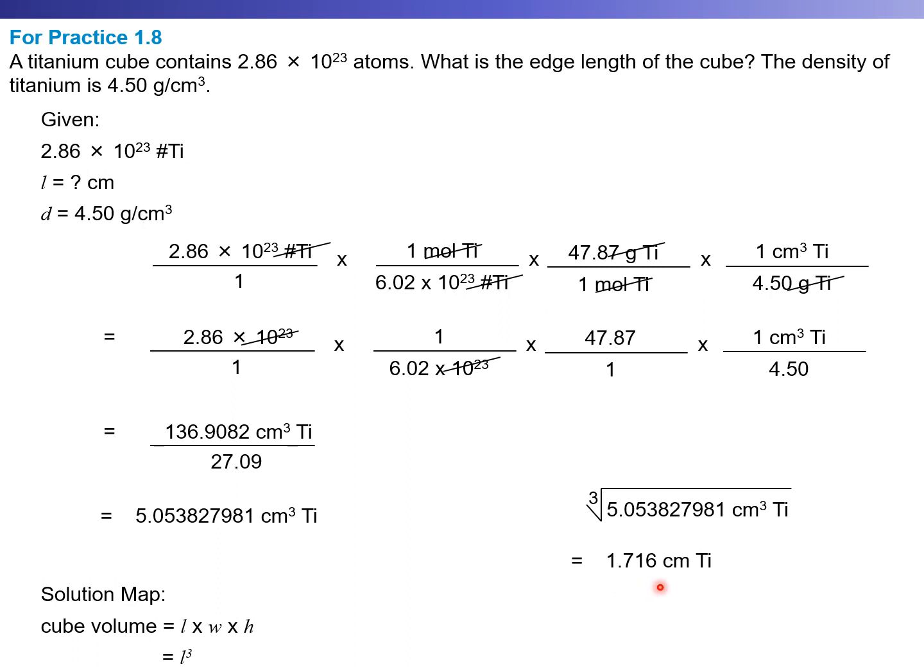Now, am I going to leave it here? I could leave it here, but if I come back and I look at the numbers in the values that they gave me, I see that I've got 3 significant figures. So I'm going to make mine have 3 significant figures too, which means my value is going to be 1.72 centimeters in my titanium cube.